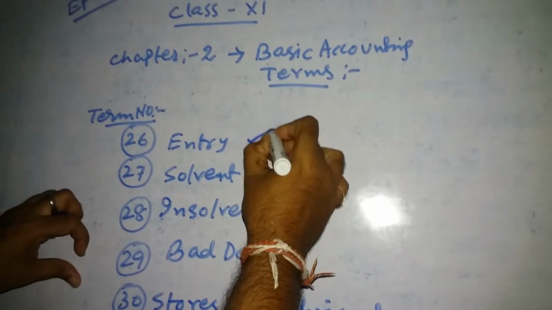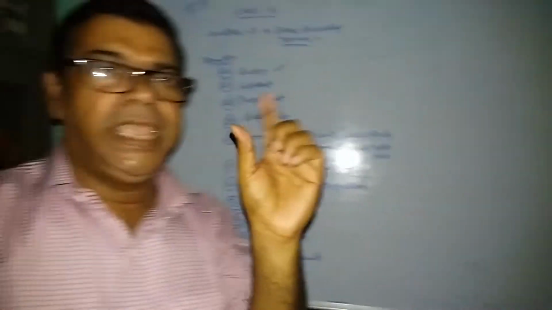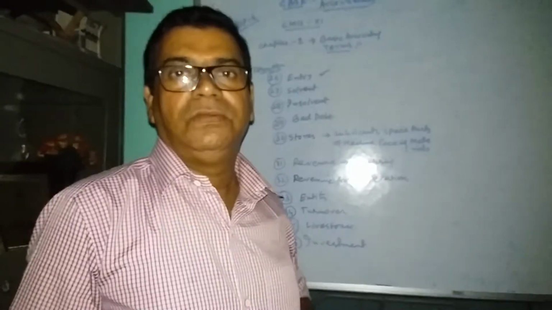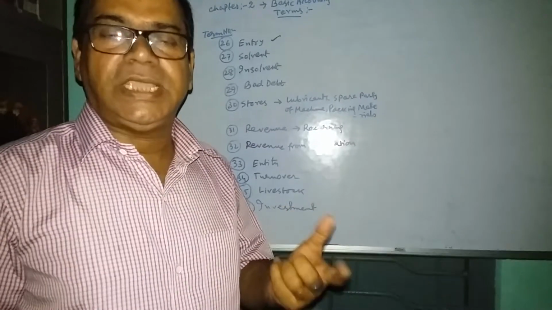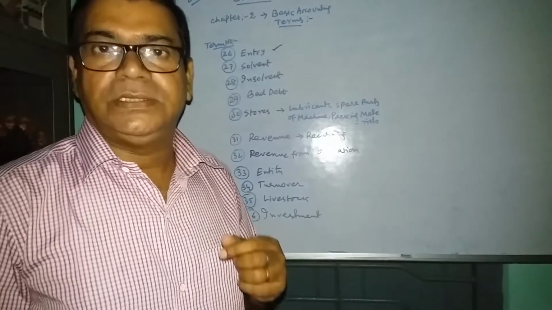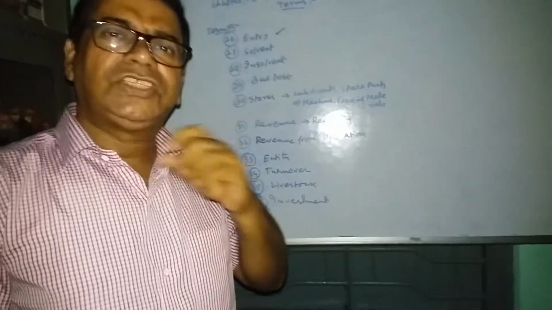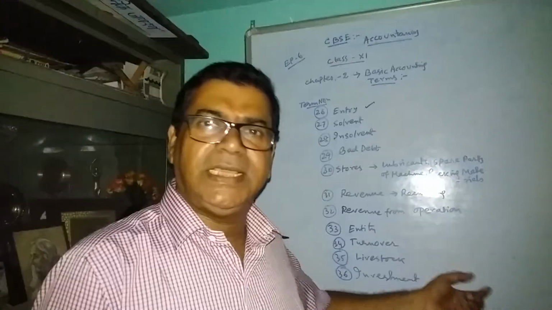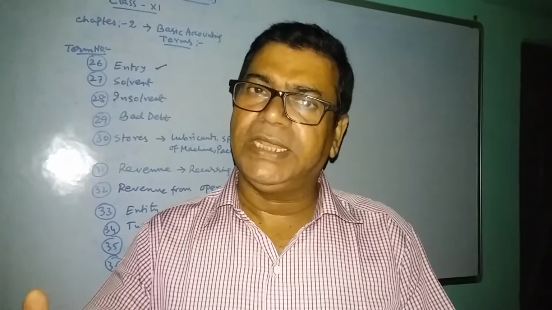Number 26, entry. Now, the entry word will be coming. We will get it in the chapter of journal entry. There are so many terms, journal, ledger, cash book, these are also terms, so that will be coming, but in respect of the chapter.